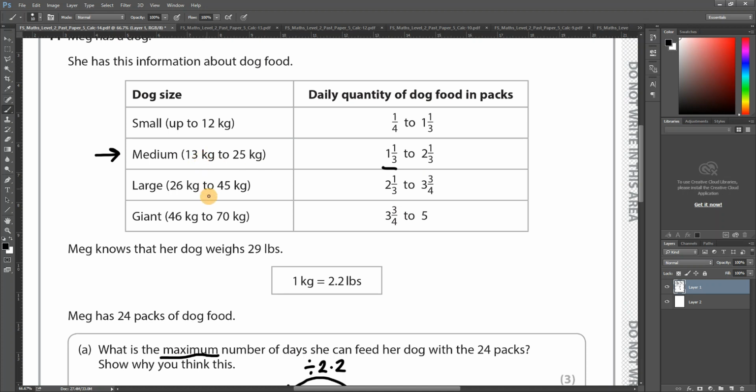Plus, it was a roughly 13 kilogram dog as well, so it's closer to this value than this value. So possibly that's another reason why you should be using this as well. But I reckon the main reason is because you want the maximum number of days. You want it to last as long as possible, so you're going to have to divide by the smaller value. Let's move on to the next question.